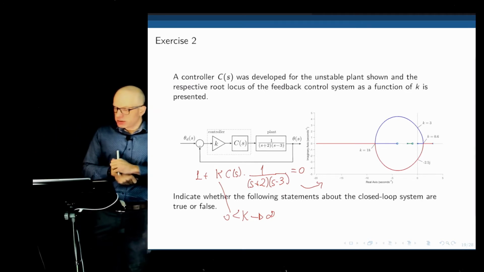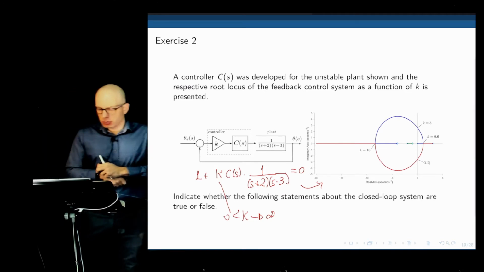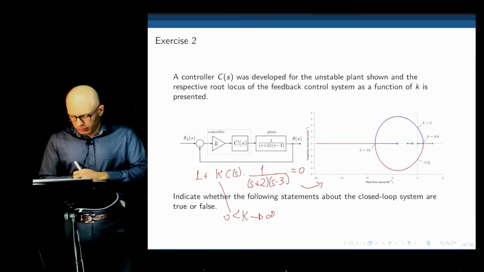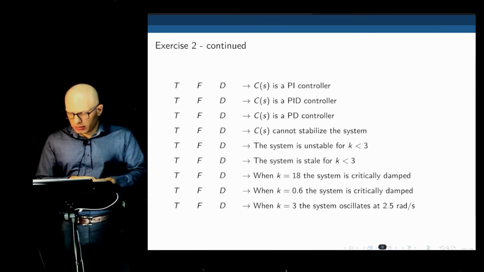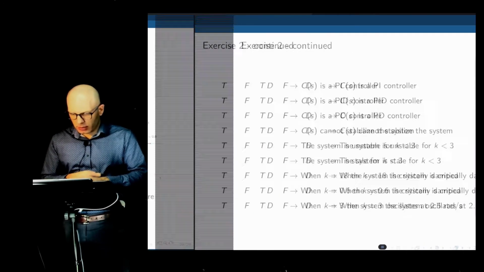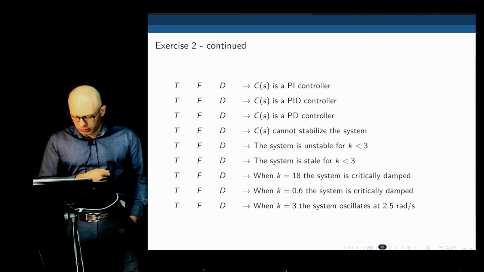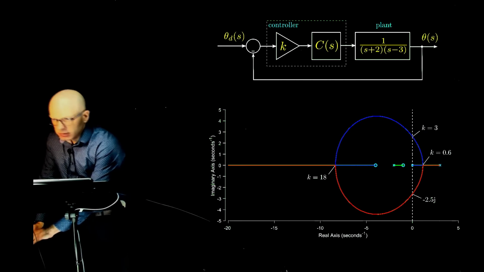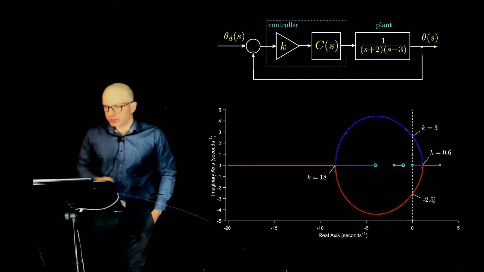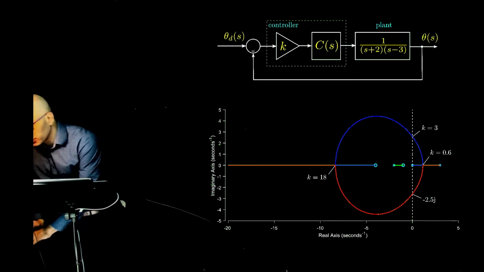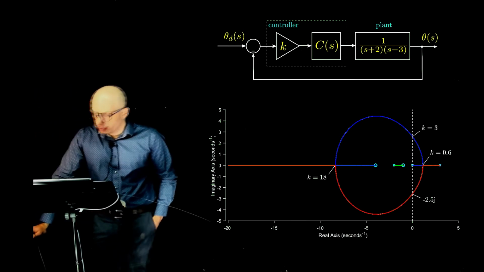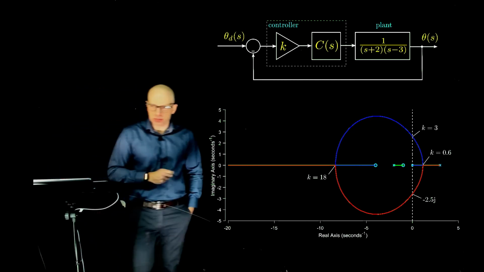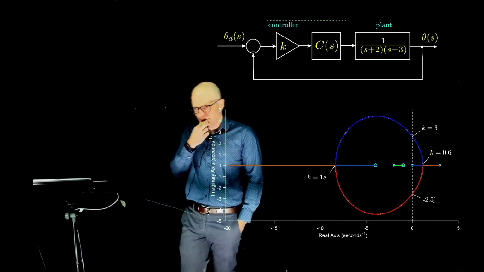Based on this, indicate whether the following statements about the closed loop system are true or false. And let's look at these statements. Here they are. Let me display. Yeah, and now you have to look at your copy there. And I'm going to have it displayed here. The first statement is, the first three, we can just summarize this. Is the controller C(s) a proportional, a PI, a PID, or a PD controller? It's just a proportional.